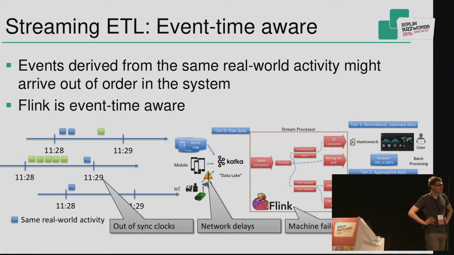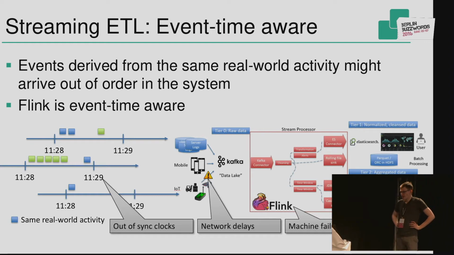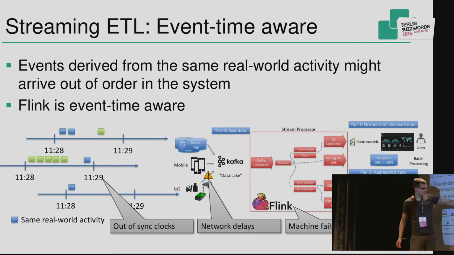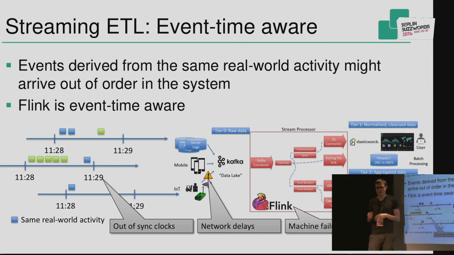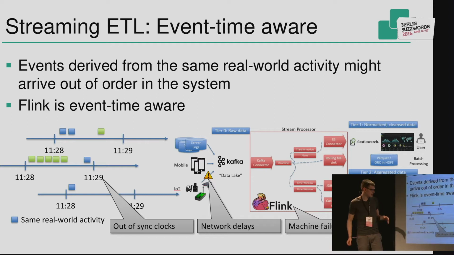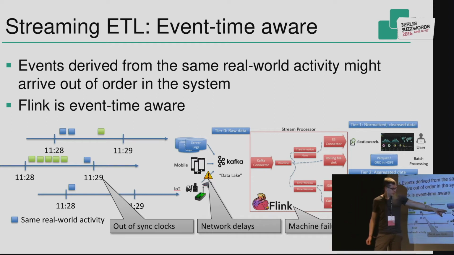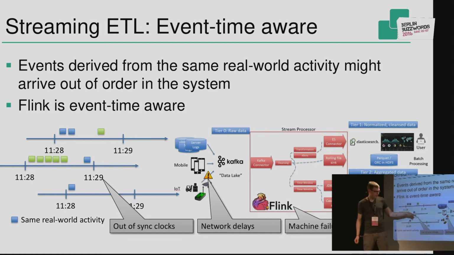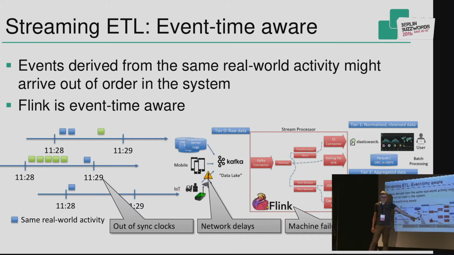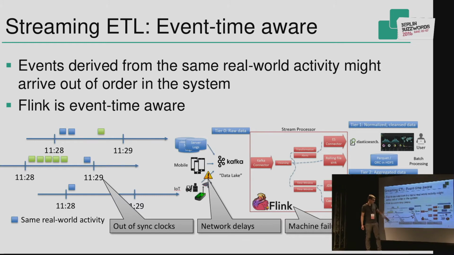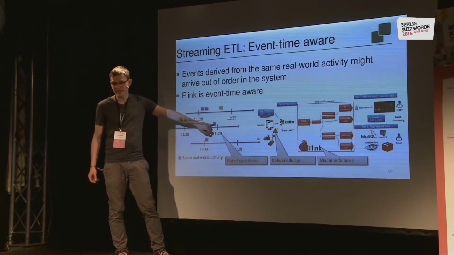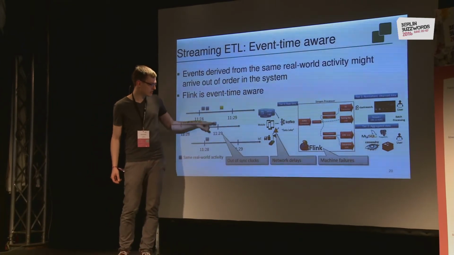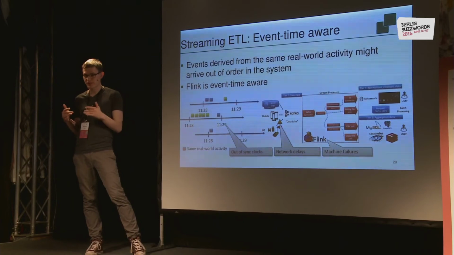Another advantage is this event time awareness. The events that we are processing might arrive out of order in the system. So if you're looking at this architecture again, you have these three different sources, and these three different sources might have different clocks. Imagine, for example, we have this mobile phone, and somebody with a mobile phone is walking into a factory. The factory Wi-Fi recognizes, okay, somebody entered the factory. Then this Wi-Fi recognizes, okay, he's in a factory. An app on the mobile is sending a message to the web server. So these blue events here are all related to the same real-world event.